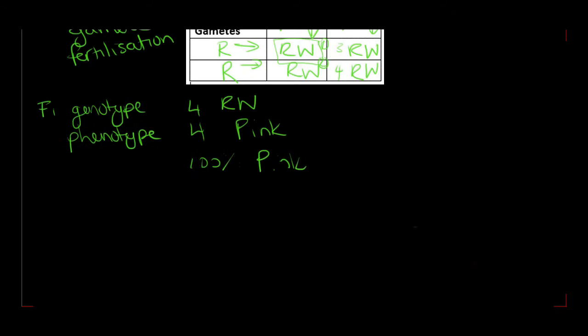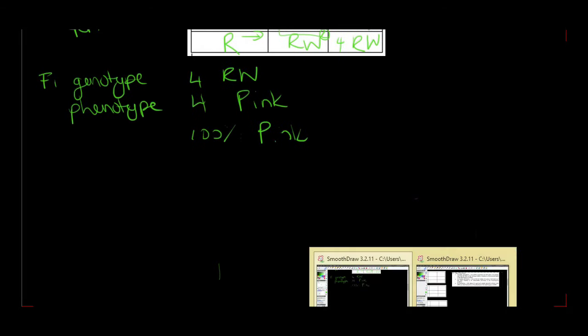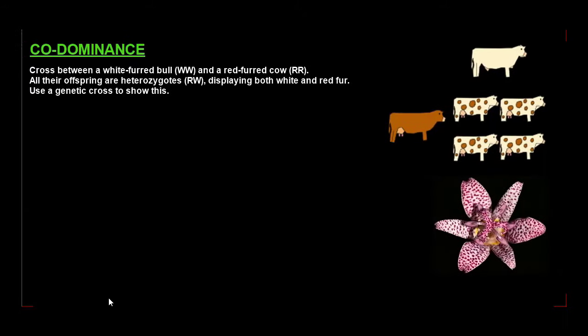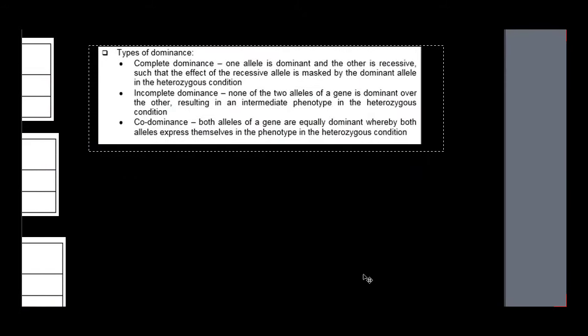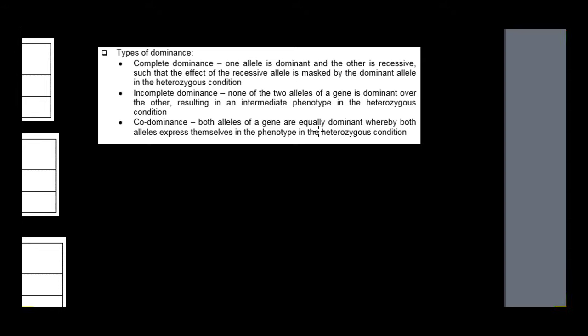I don't think I put another example in there. So now we can carry on, and we can now look at codominance. So codominance, let's look at the definition. Codominance: both alleles of a gene are equally dominant, whereby both alleles express themselves in the phenotype in the heterozygous condition. So whereas with incomplete dominance there was an intermediate phenotype, with codominance, both those alleles express in the phenotype. So we see both of them.